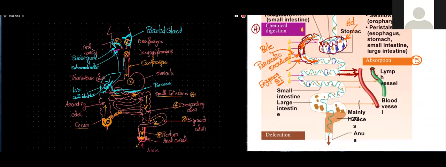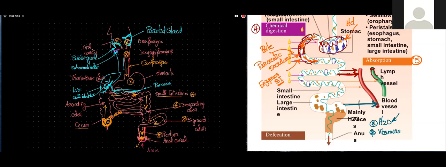But the absorption is not only taking place in the small intestine. Yes, most of it takes place in the small intestine, but part of the absorption can also be taking place in the large intestine. What would I absorb in the large intestine? Large intestine is going to be absorbing water and vitamins. Water.